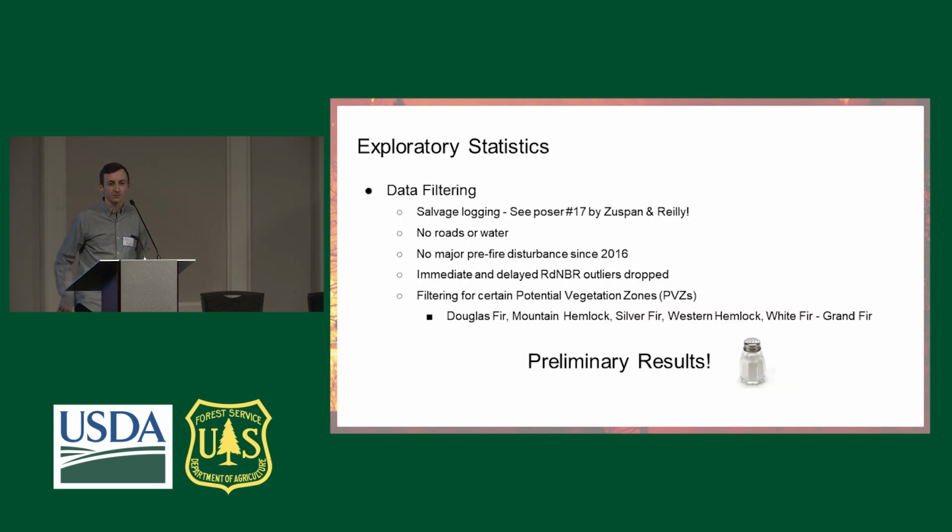So I want to go over some exploratory statistics of the data that I've grabbed. Before that, I had to do a bunch of filtering. I don't want to bore you too much, but I took out the salvage logging, and any roads or water. I also don't want any pixels that had a major disturbance after 2016 but prior to the fire, because I'm looking at some GNN data that was from 2017. I'm also seeing a lot of really big outliers so far in my RD-MBR values for immediate and delayed, so I wanted to clip those for the sake of this talk, and that's something I'll need to look into later. I'm also just focusing on some potential vegetation zones that we might be interested in. So take my results with a grain of salt.